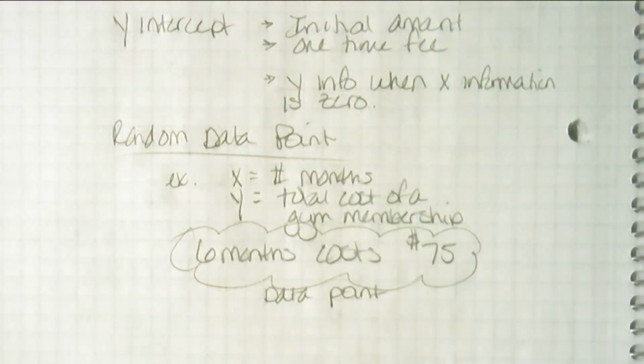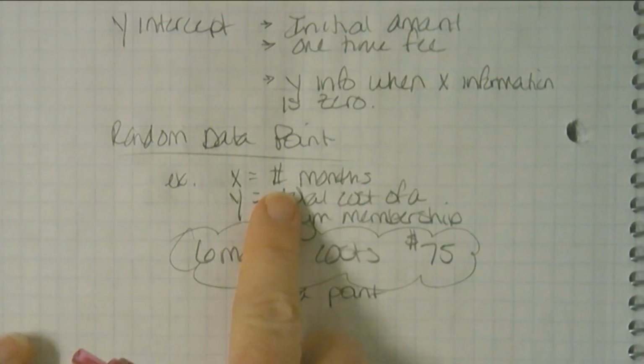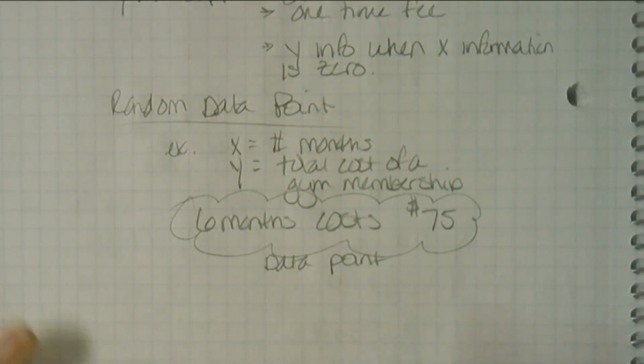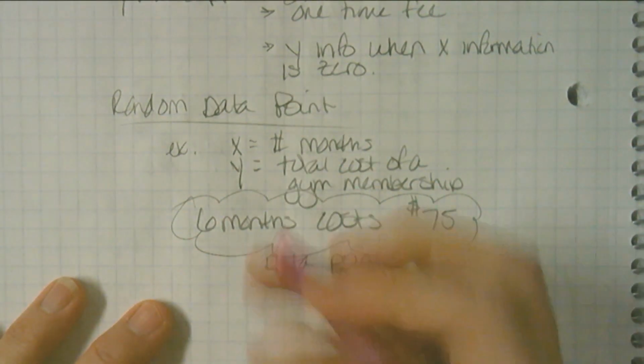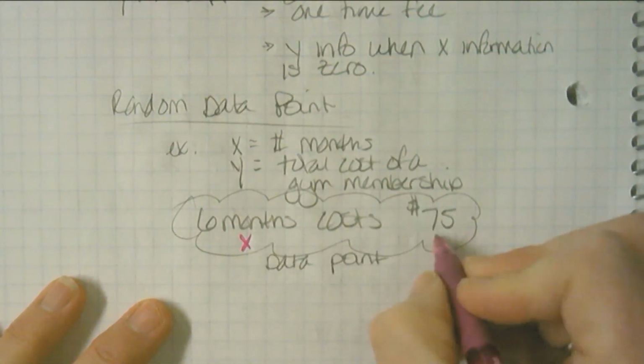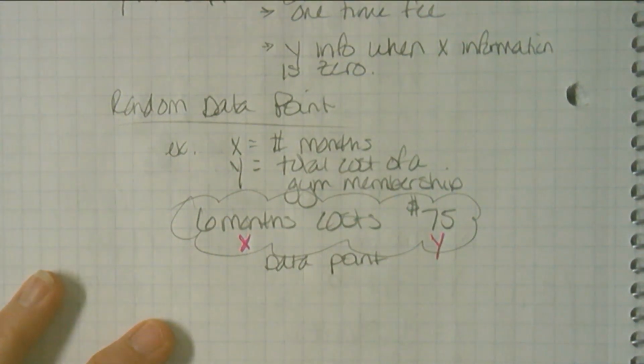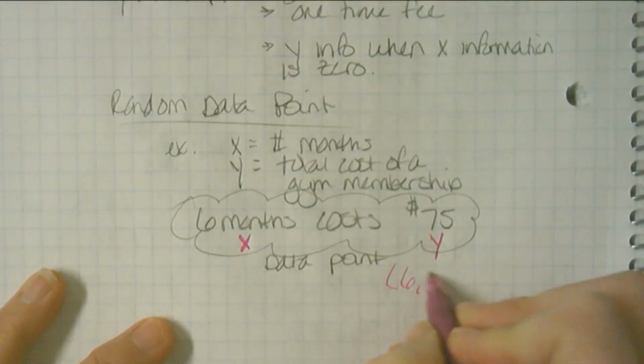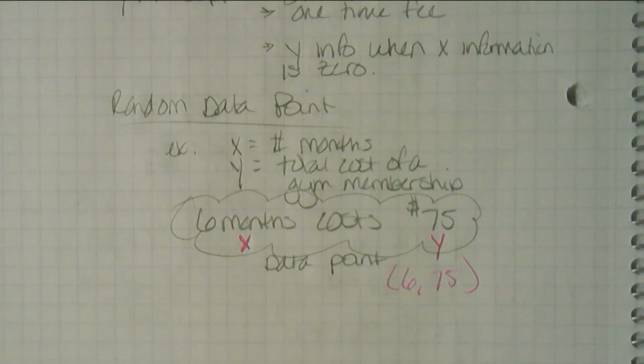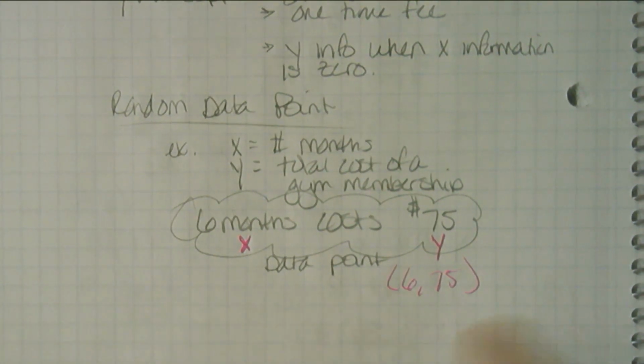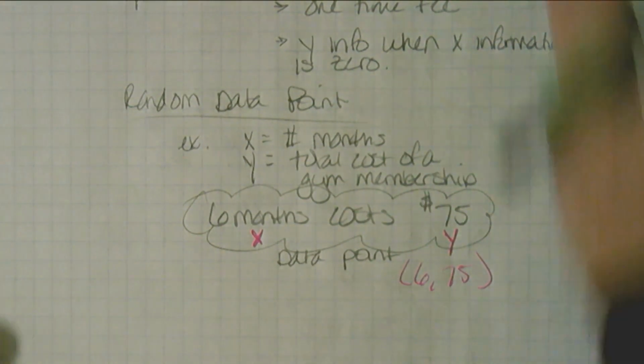And it's important that you recognize that data point. So you always define your variables, and you're like, oh, x is my number of months. So here is my 6 months, and y is my cost. So there would be a data point, 6, 75. So if they don't give you an initial value, they're either going to give you 2 data points and you have to find the slope and the y-intercept, or they're going to give you the slope and a data point. But I need you to recognize what a data point would look like.